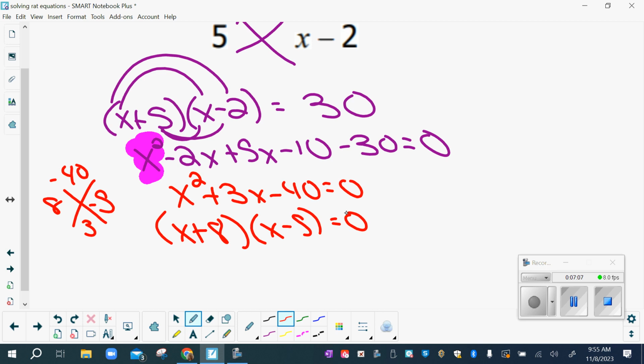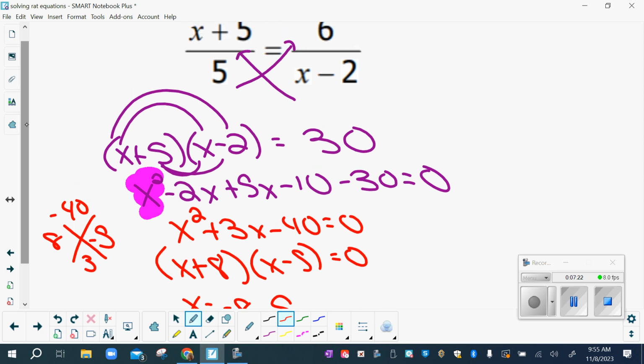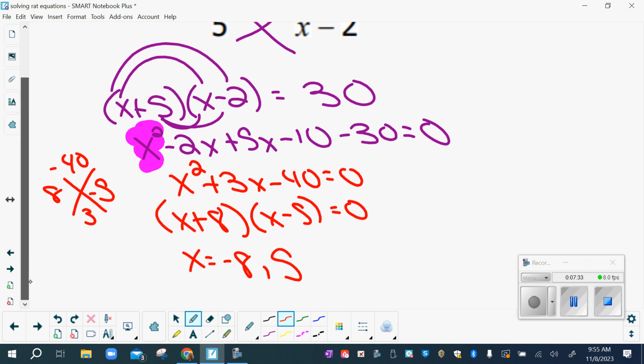If you stop there and high-five yourself on the quiz, I'm going to mark points off, because the answer is negative 8 and positive 5. But I'm going to make certain they don't blow up my denominator. And they don't. The only number that's bad here would be 2. If I got 2, I'd say you don't work. But 8 and negative 8 and 5 are good to go. Everybody cool with that? Okay.